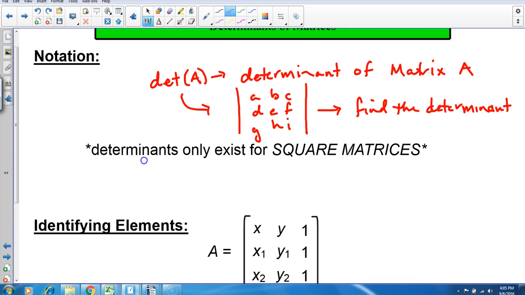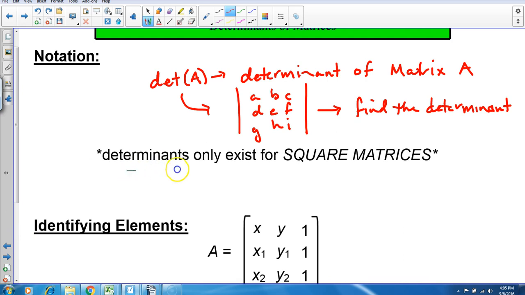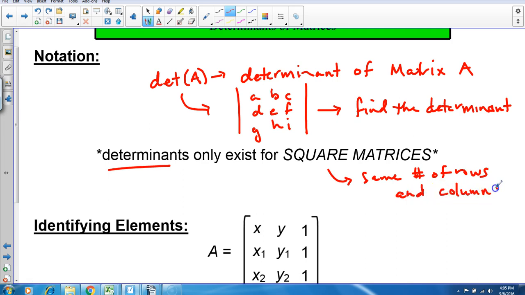Finding determinants, guys, you can only find the determinant of a square matrix. And by square matrix, we mean the same number of rows and columns. Okay, we can only find the determinant of a square matrix, a matrix that has the same number of rows and columns.